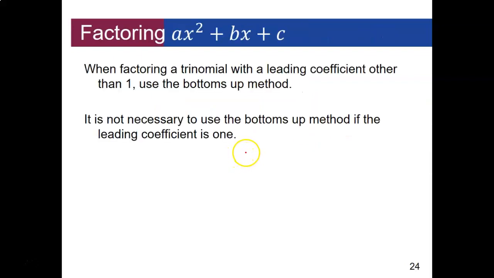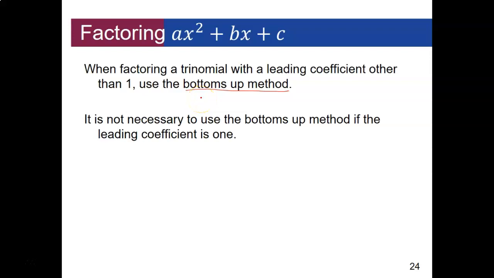Okay, so those that have a 1 as the leading coefficient are not too difficult to do. I'm going to introduce you to a method called the bottoms up method. I really like this method for factoring trinomials when there is a coefficient in front of it. If you do not have a leading coefficient, or when I say don't have a leading coefficient, obviously 1 is understood to be there, then you don't need to do the bottoms up method. It's just going to make it longer and more drawn out.